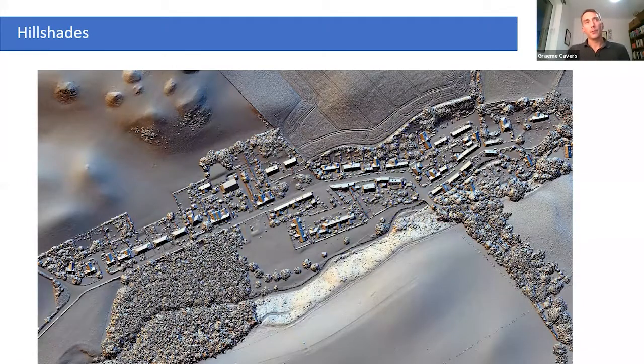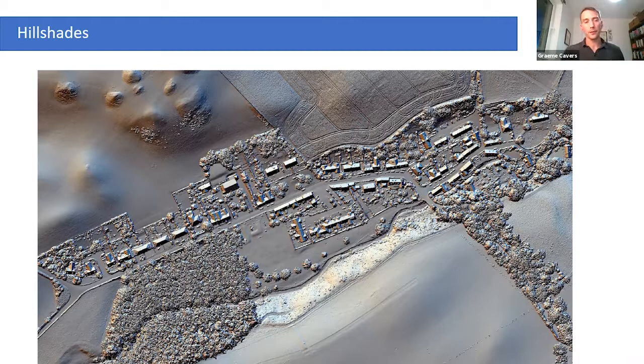So this is an example of that same data that we were just looking at, that three-dimensional point cloud converted into one of these hillshade models. And you can see how it's got this silver and gold shimmer to it. That's because in this particular treatment of the data, we've used something called a multi-directional hillshade.